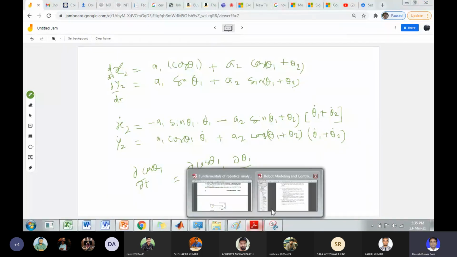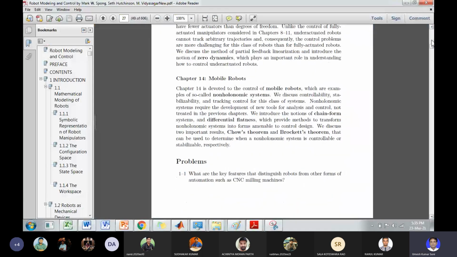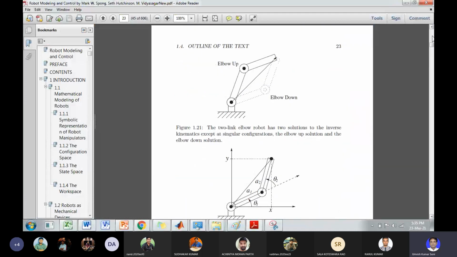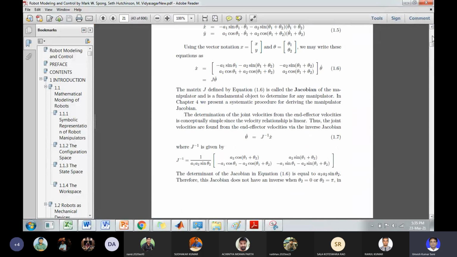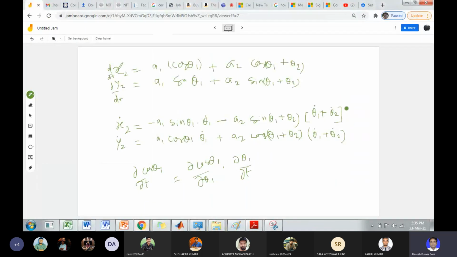Clear? You see here the derivations are also given here. You can also refer this. Equation number 1.5. Okay. So you have identified both the x2 and y2 coordinate velocities, that is tool coordinate velocity, in the terms of joint velocities.